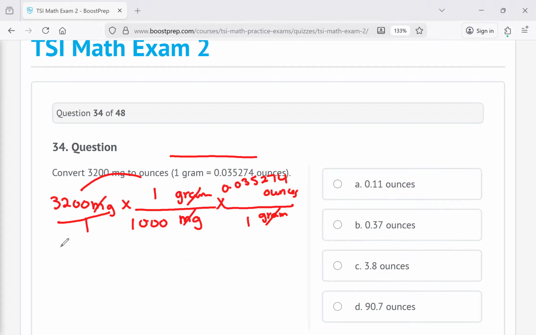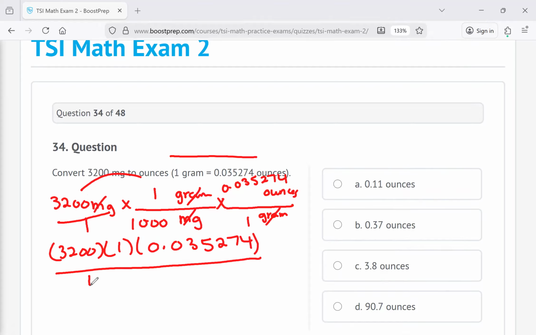So do 3,200 times 0.035274. And then on the bottom, it's just going to be 1 times 1,000 times 1. When you put that in the calculator, you're going to get 0.1128768. And then you don't see it because they rounded to 2 decimals. It would be just 0.11.